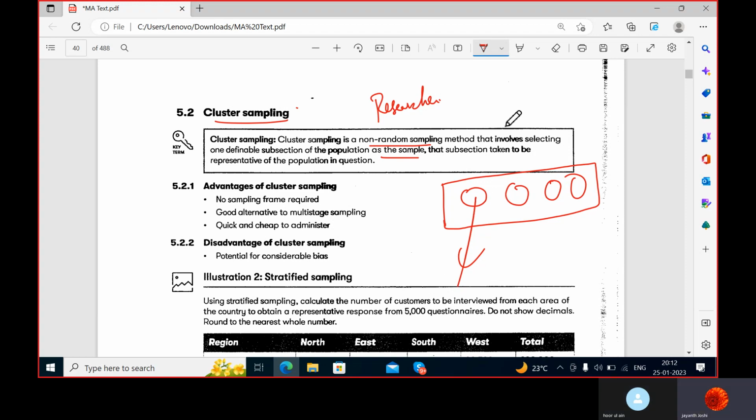Okay. So that is what they were saying: a method that involves selecting one definable subsection of the population as a sample. So this was my population. This is my subsection, and I'm picking a sample out of this subsection. Is that cluster sampling? And can this particular subsection represent this population? Of course, this is representing because this sample is one amongst the population, correct?